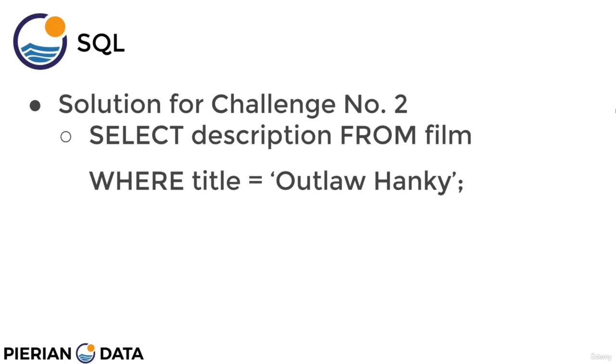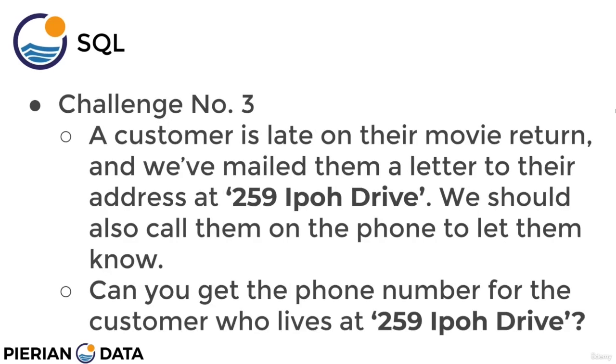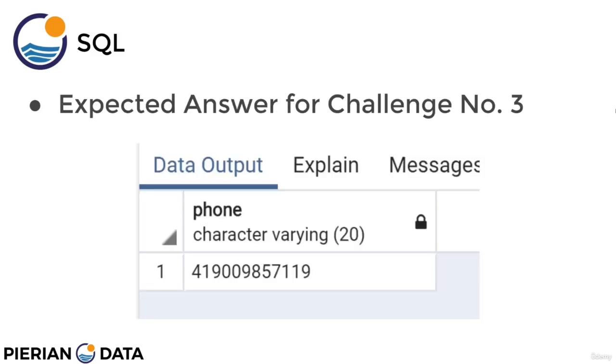Okay, here comes your next and last challenge for this little lecture. Challenge number 3: a customer is late on their movie return, and we've mailed them a letter to their address at 259 Ipo Drive, and we should also call them on the phone to let them know. So what we want to do is, can you get us the phone number for the customer who lives at this address of 259 Ipo Drive? All right, here comes the expected result. The expected answer for challenge number 3 should be this phone number here.